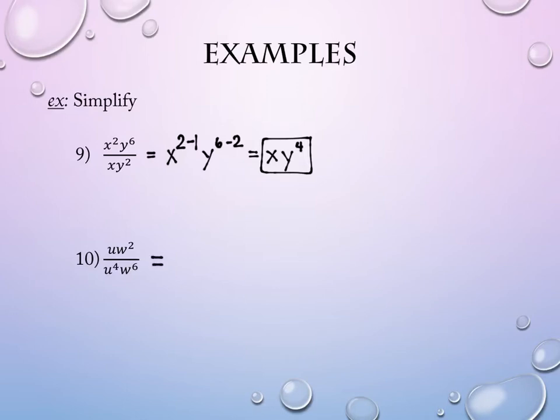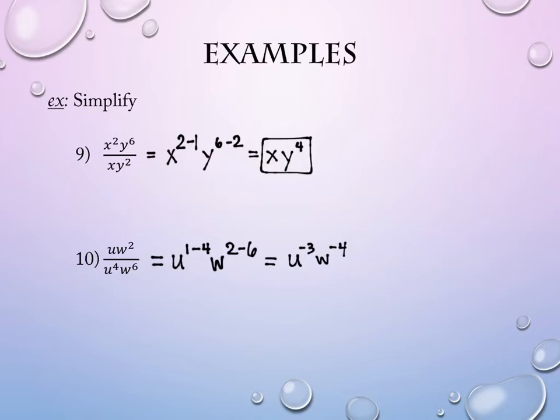Number 10, I can do that with as well. You see the setup looks very similar to number 9. u is to the 1 minus 4, and then w is to the 2 minus 6. But something a little bit different happens when I subtract these. What happens? Somebody said it. You get negatives, right? We didn't get negatives on the last one. That's okay. u would be to the negative what? 3, thank you. And w would be to what?